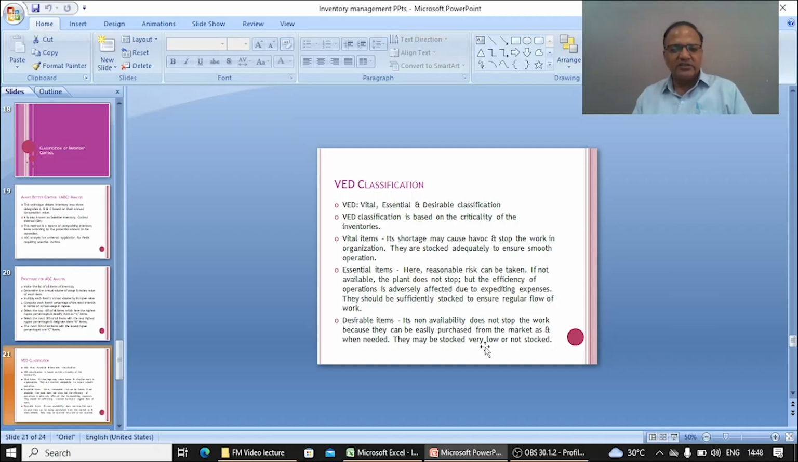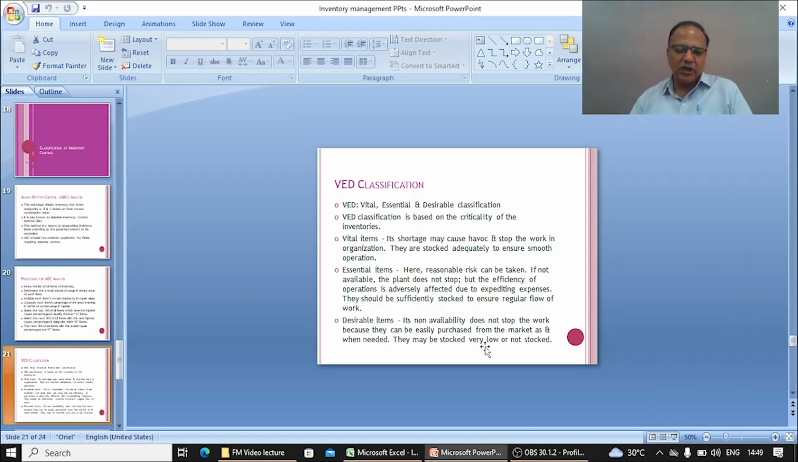And the third one is desirable items. Their non-availability doesn't stop the work because they can be easily purchased from the market as and when needed. They may be stocked very low or not reserved. So desirable means if not available, then no problem because your production is working, production is continuing, and there is no need to stop the production. Your work will continue without any problem.